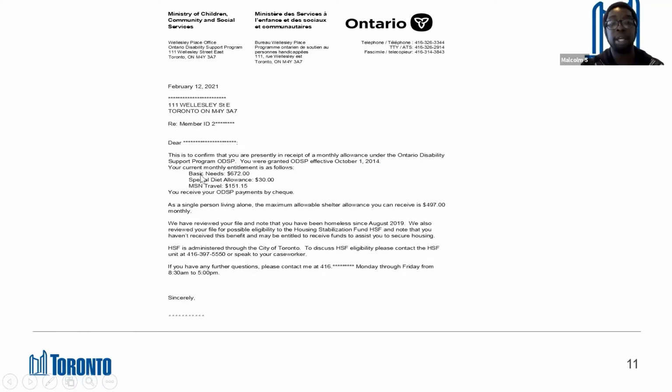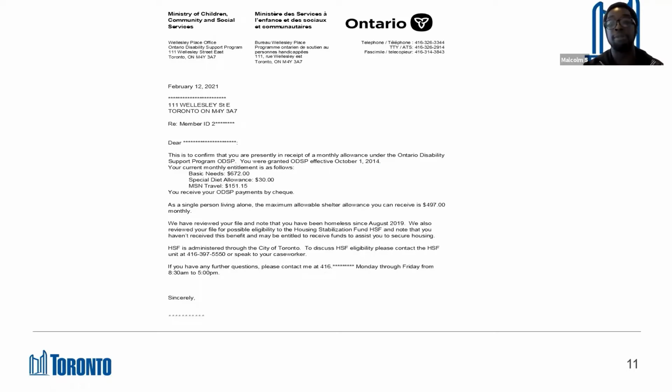So as you can see, it has the address of the client and the member ID, has a breakdown of what their monthly payments are, and how they receive their monthly payments. They get it by check, and it has the worker's information there. Any information, please call me at whatever the worker's name is. Sincerely, the worker. This form pretty much encapsulates everything you would need to know about your client from an income perspective: what they get on a monthly basis.